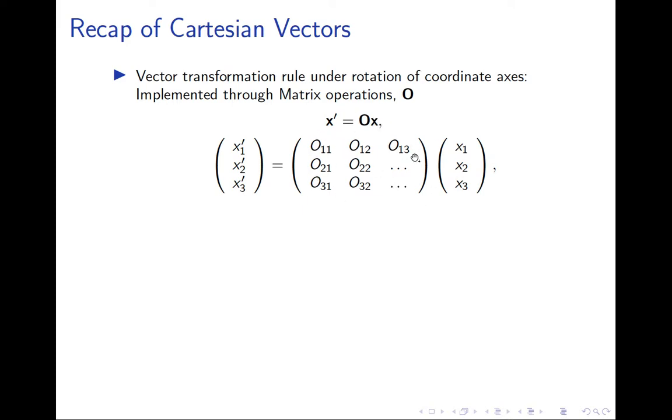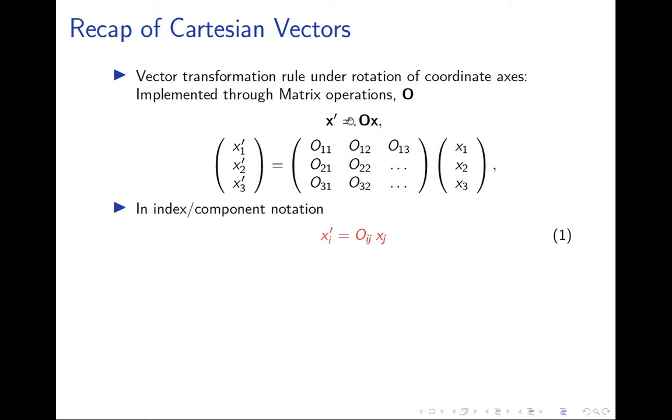So in that case, it can be written in matrix version, and this is the compact form of it. Matrix O multiplied by matrix X gives you matrix X prime. In fact, this is not just a matrix, it's a column matrix or a column vector. So this is the compact way of writing how the components of a vector change under rotation of the coordinate axis, the Cartesian coordinate axis.